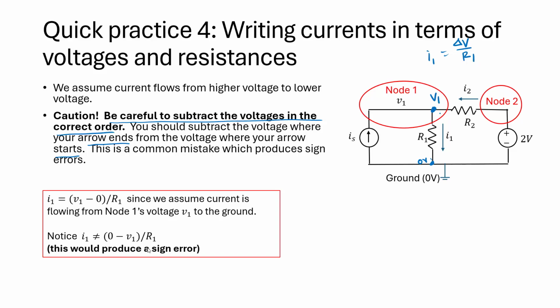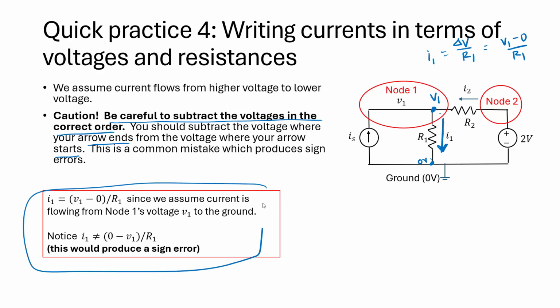And so in this case, since we are starting at voltage V1, that is assumed to be the higher voltage, because we are assuming our current is flowing from V1 down to the ground. Therefore, we need to subtract V1 minus 0 divided by R1 in order to correctly calculate our current I1 in the downward direction.